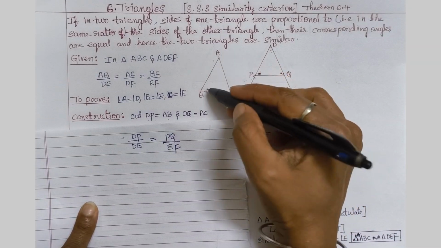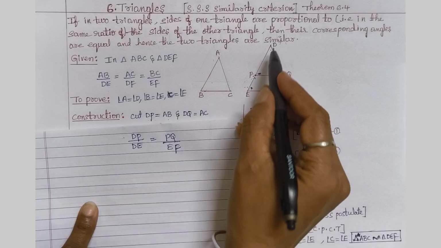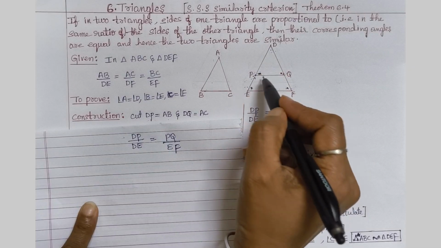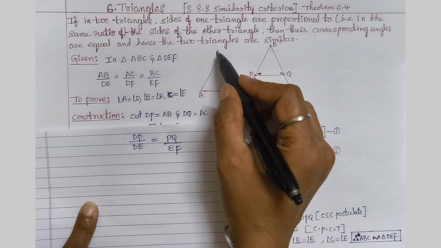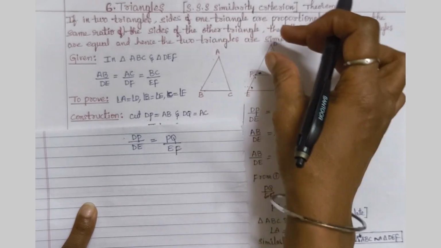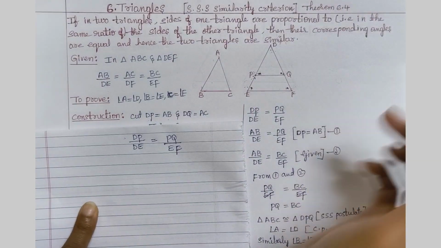DP plus we can take AB. Try to understand this pointer. Now this one by this one I took. Later PQ by EF I took. So DP plus we can take AB. Why? Because this measurement and this measurement are equal by construction.